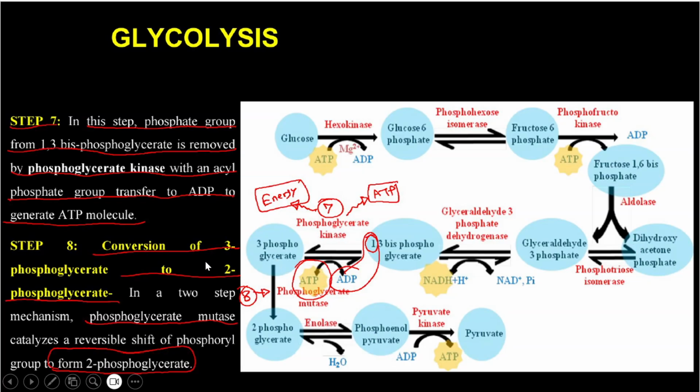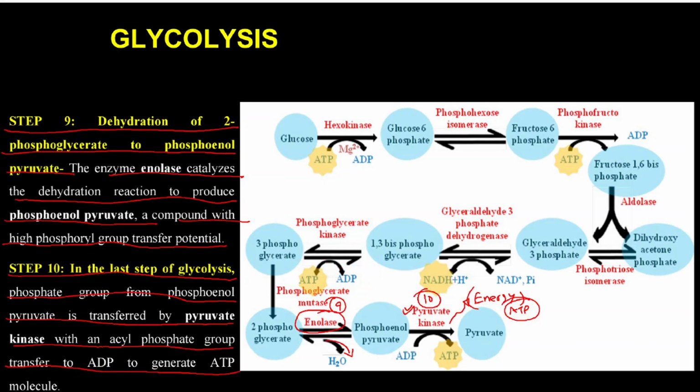And then at step 8 what happens is the conversion of 3 phosphoglycerate to 2 phosphoglycerate, an isomerization happening here too. So in a two step mechanism, phosphoglycerate mutase catalyzes a reversible shift of the phosphoryl group to form 2 phosphoglycerate. This is the conversion. Okay, so the enzyme involved is phosphoglycerate mutase.